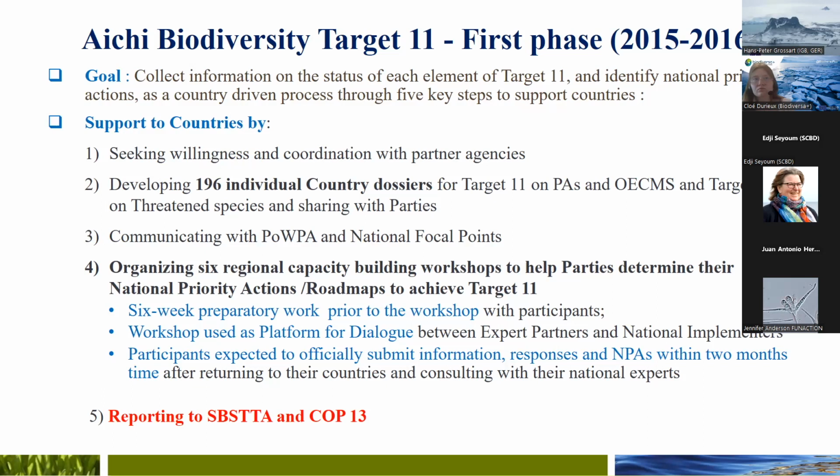They have to finalize their national priority actions. They have to vet and update their country dossier and answer the questionnaires, and then submit the information officially to the CBD. This was good because once they have set their national priority actions, then the Secretariat can regularly contact them, remind them, and ask them questions about progress on the national priority actions they already set. The next step was reporting to SBSTTA and COP, which the Secretariat did.